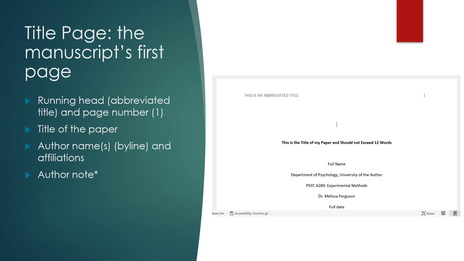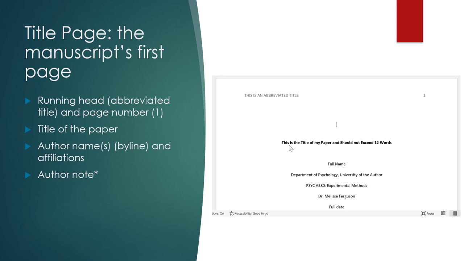Now in the 7th edition of the APA manual, the running head is not required for student papers. However, for this class, the running head is required. I think it's an important tool for you to have. And so here you can see the running head, and please note that it is in all caps. It is an abbreviated title. It is not just simply your title.